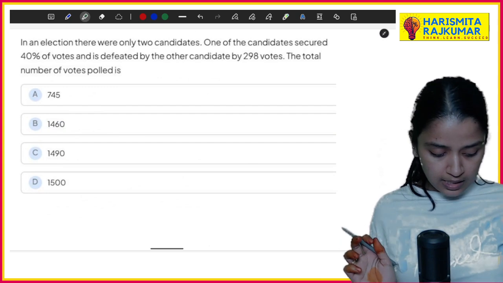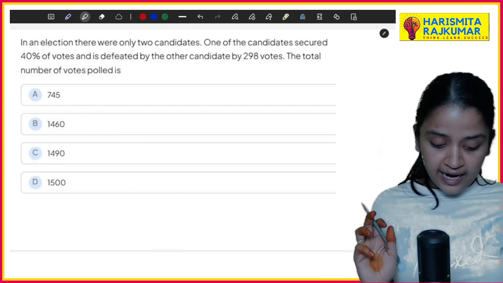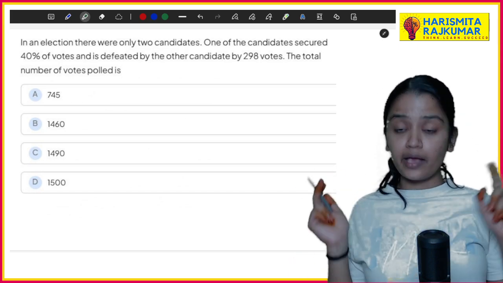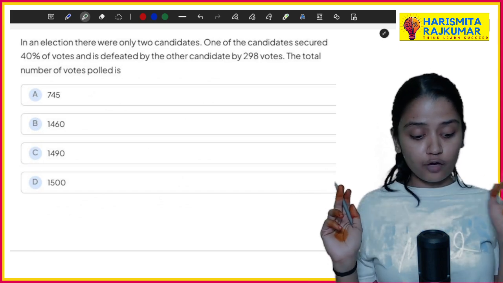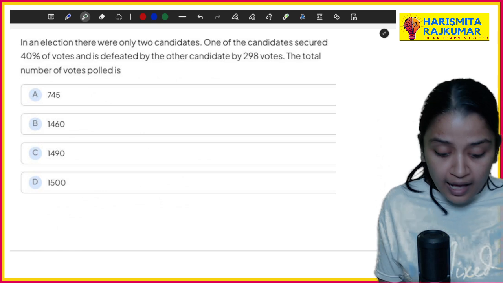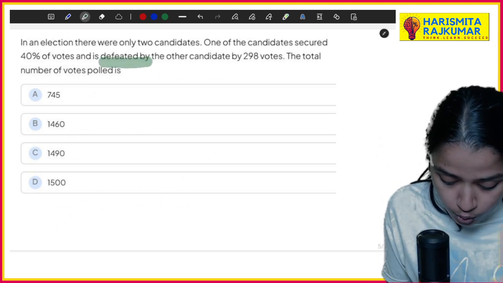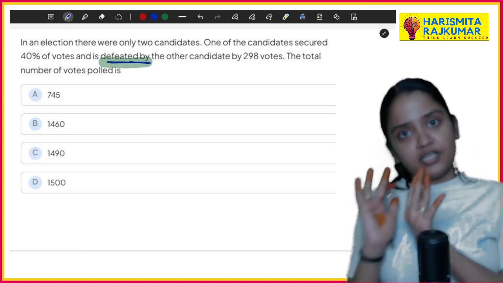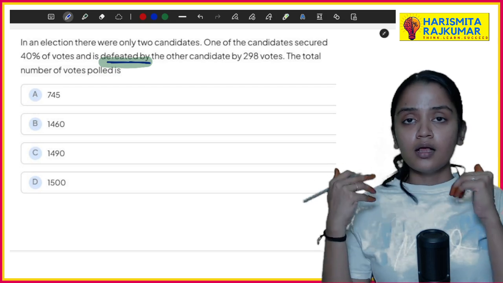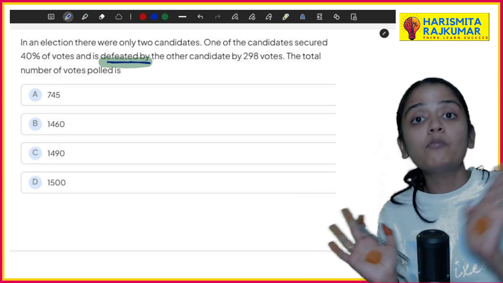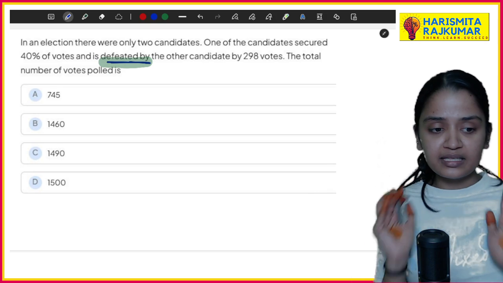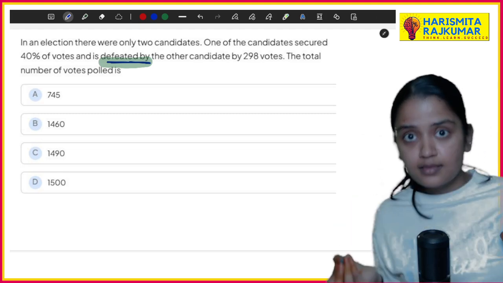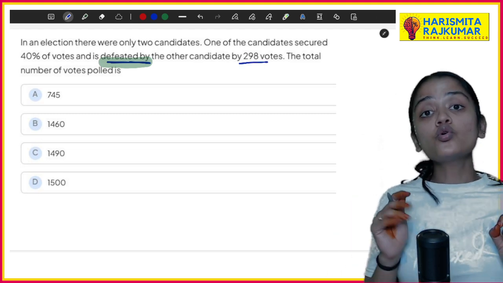The next question is, in an election there are only two candidates. One of the candidates secures 40% of the votes and is defeated. Don't forget, it is not majority, but it is defeated or majority, both the same rule applies. Let me tell you how minutely this question changes. Defeated by another candidate by 298 votes.